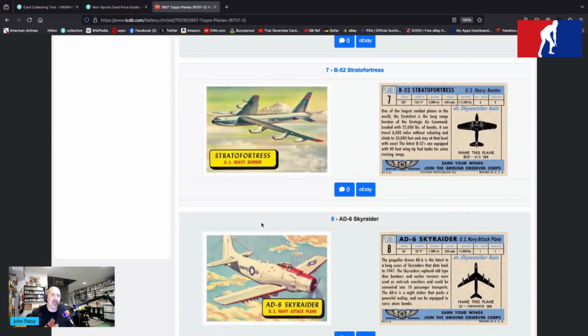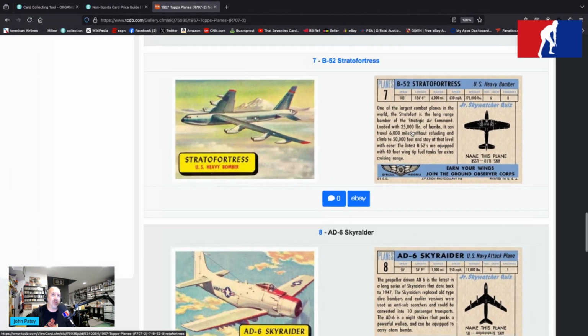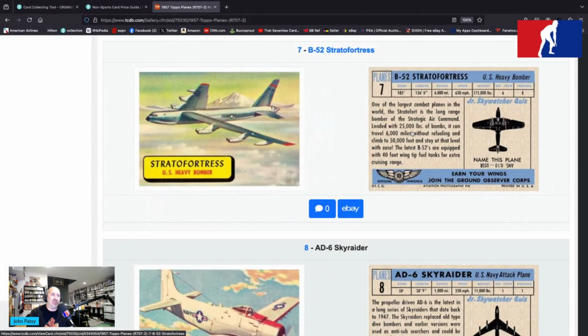What the heck does that say? Hold on. Oh, it says range. I'm sorry. Range 6,000 miles, speed 630 miles per hour, weight 175,000 pounds. This has 6 crew members and 8 engines. You believe that? That's crazy.